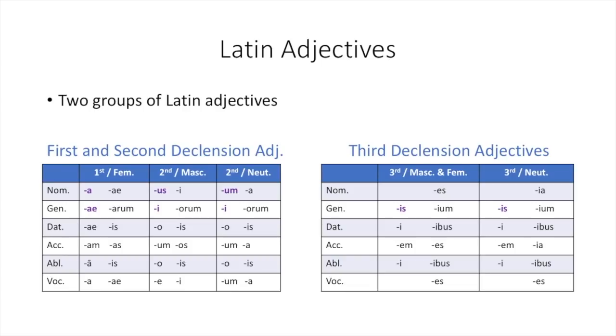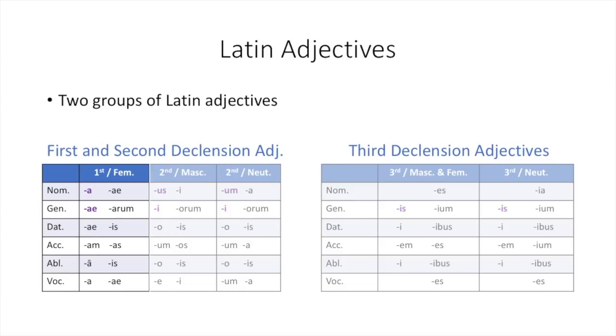You also may remember that there are two groups of Latin adjectives, first and second declension adjectives and third declension adjectives. First and second declension adjectives have endings that are more similar to first and second declension nouns, and third declension adjectives have endings that are more similar to third declension nouns. We've already talked extensively about first declension endings being used to modify feminine nouns. Today we're going to expand this knowledge to talk about first and second declension adjectives that modify masculine nouns. These adjectives will use the second declension endings.